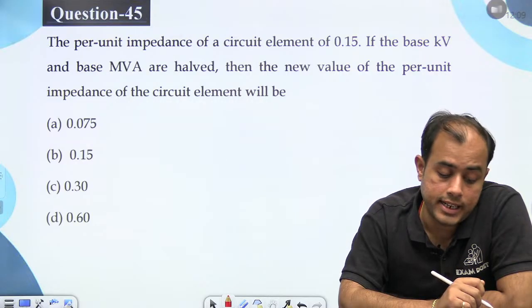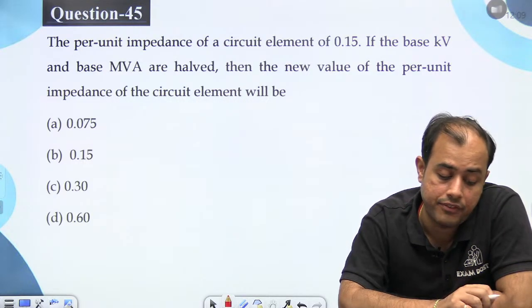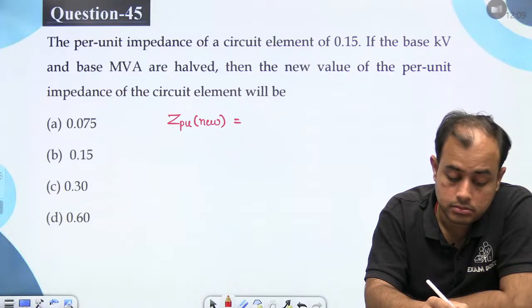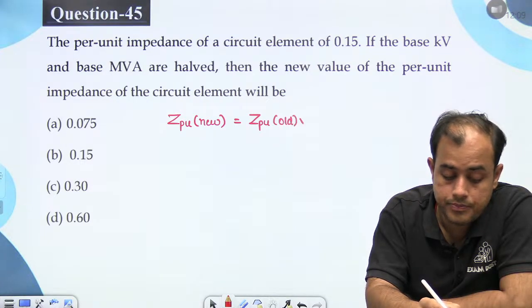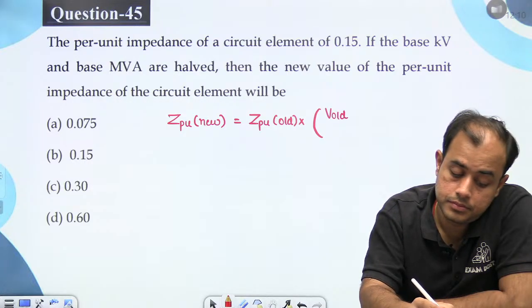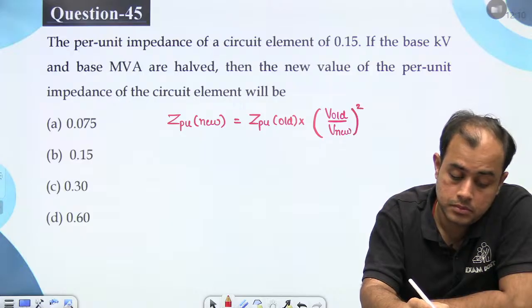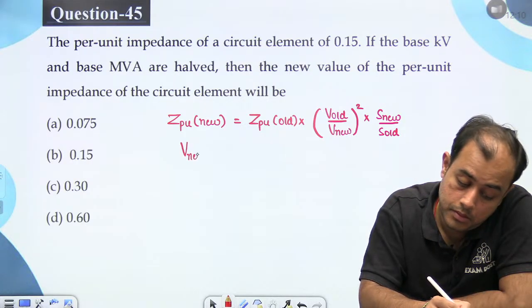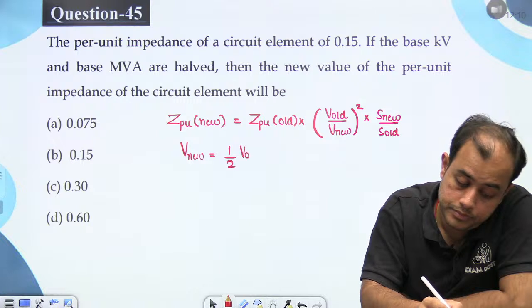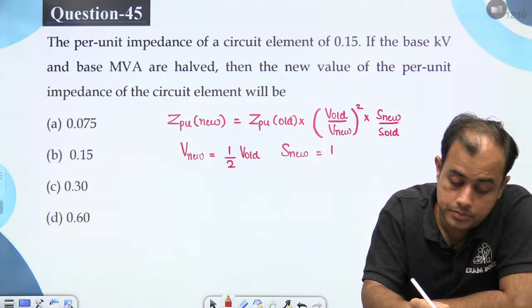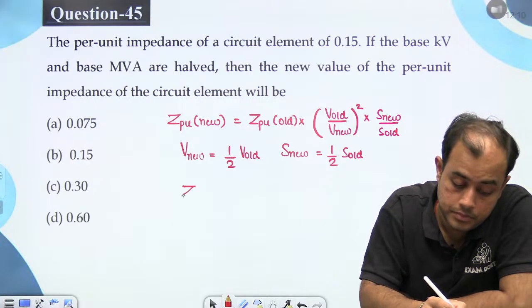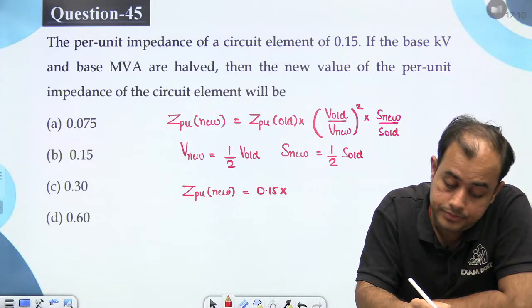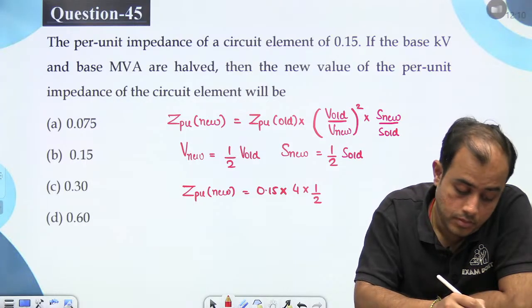ESE 2002, per unit impedance is 0.15. If base kV, base MVA are halved, the new value is, V new is half, 0.3.